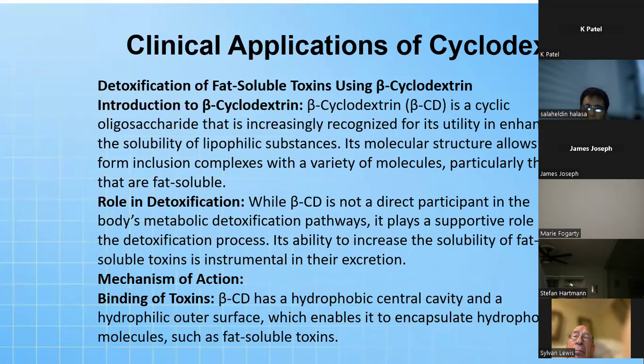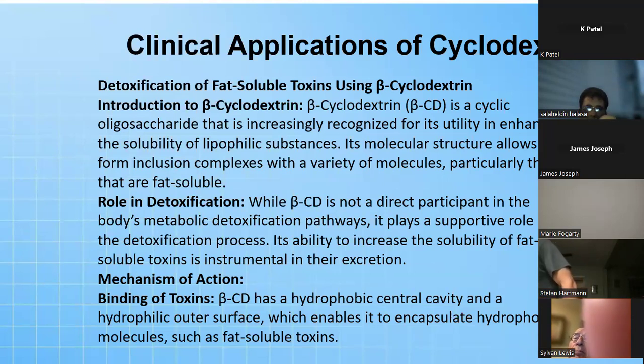And it's increasingly recognized for its utility in enhancing the solubility of lipophilic substances. Its structure allows it to form an inclusion complex, like a cargo, with a variety of molecules, particularly fat-soluble toxins, right? And we have many of them out there: pesticides, petrochemicals, all the smoke that we are exposed to in our modern life.